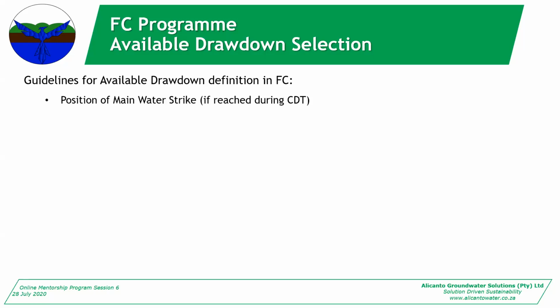Or the position of the main water strike if you reached it during the constant discharge test. Antonio says the point of inflection on the drawdown graph, which is correct, where you get a sharp increase. So where you start dewatering your borehole.